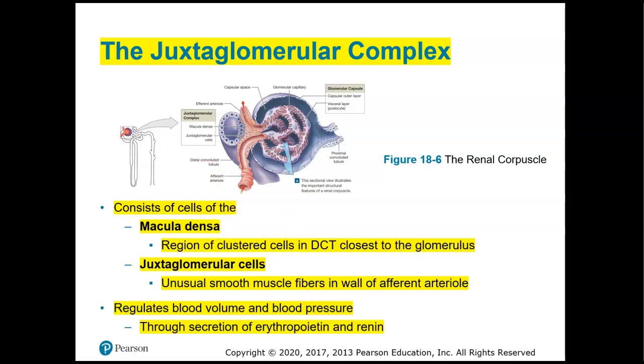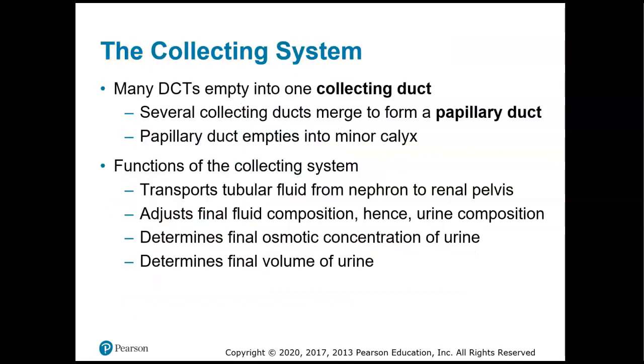The function of this complex is to regulate blood volume and blood pressure through the secretion of erythropoietin, or EPO, and renin. Remember, EPO stimulates the production of more red blood cells. It stimulates erythropoiesis. So when the kidneys secrete EPO, that's going to cause the blood volume to rise and blood pressure to rise, because you're adding red blood cells to the blood. Renin is going to cause the blood volume and blood pressure to rise as well, but by raising the blood volume through the reabsorption of water.